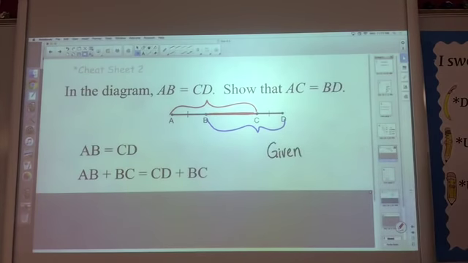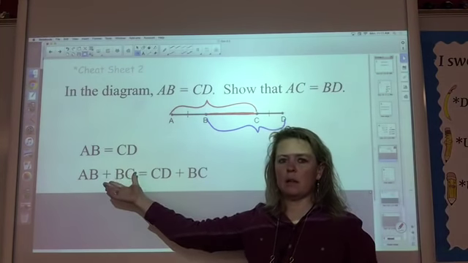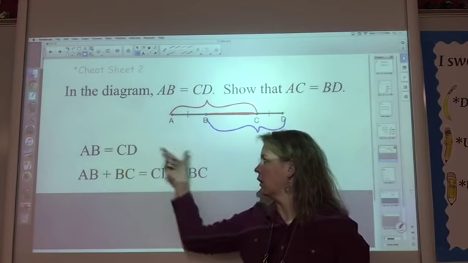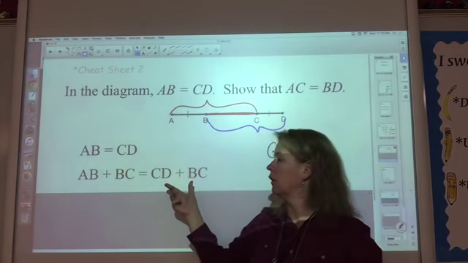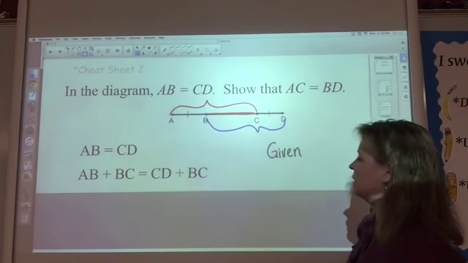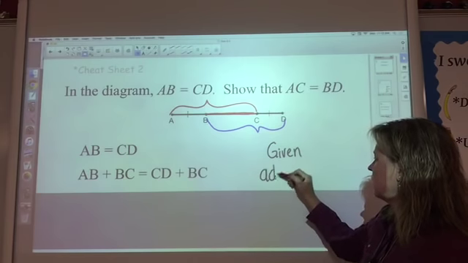But then we just talked about in our rules of algebra, and it works for segments and angles, you can't add something to this side of the equation and expect it to still be equal. You have to add it here. You're going to also add it over here. We're going to add BC both to this side and to that side. Why can we do that? That's the addition property.